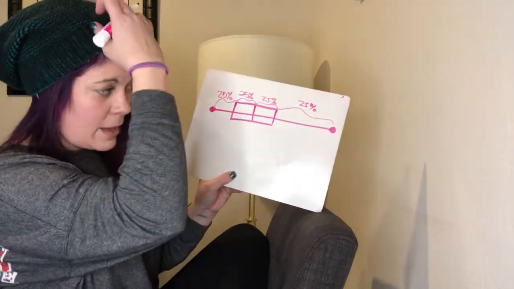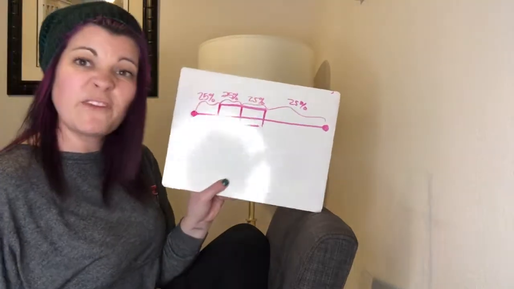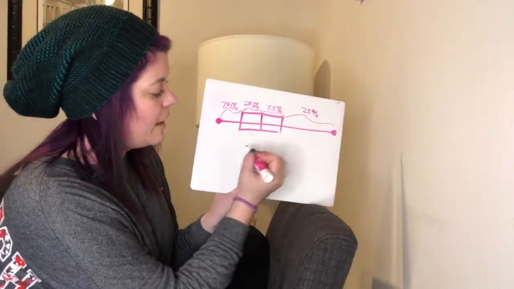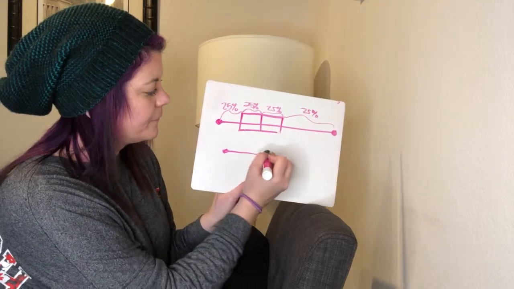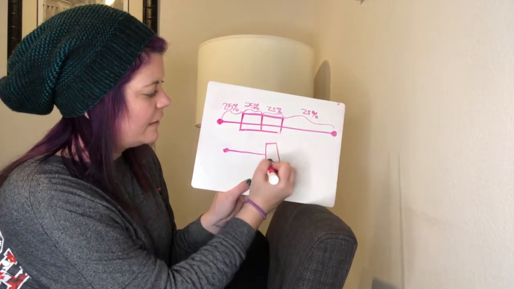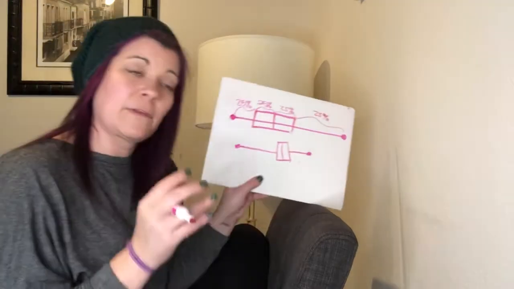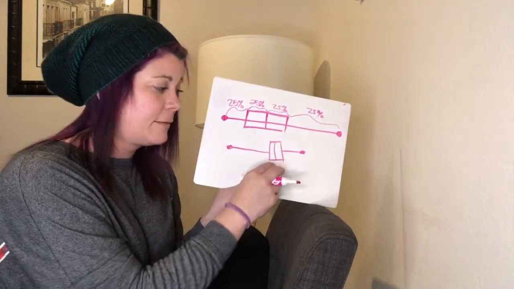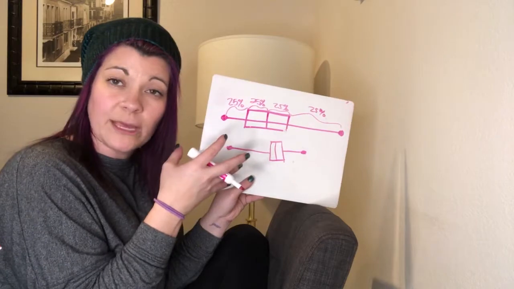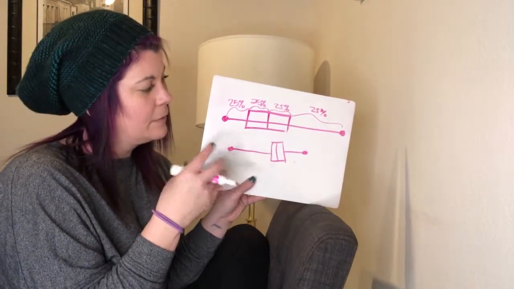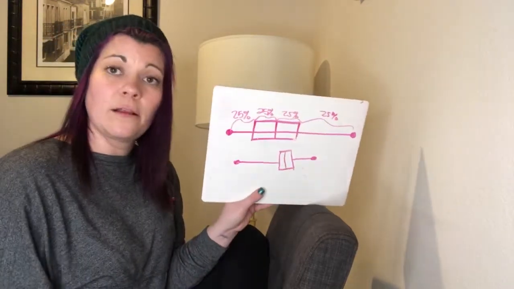So the box represents 50% of the data. So if my box is really together like that, which means that in the middle of my data, 50% of my data is really, really close together. Okay? So that's what all of these mean.